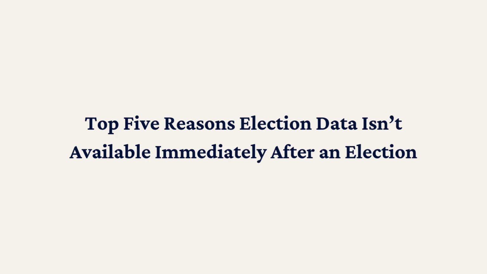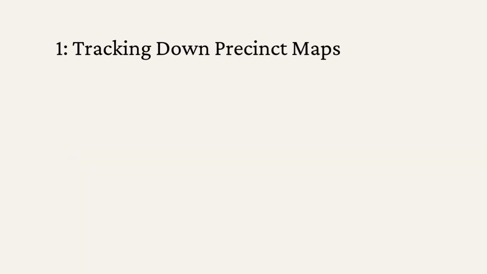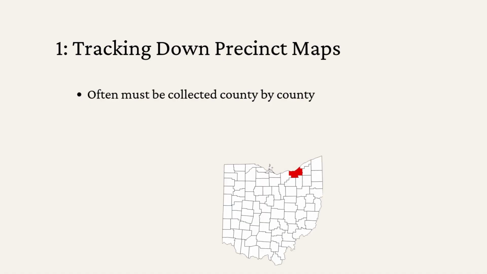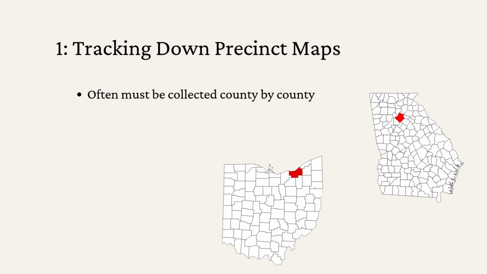Here are the top 5 reasons why election data isn't available immediately after an election. Number 1. Tracking down precinct maps. In many states, precinct maps must be collected county by county, and some states have a lot of counties. Contacting officials in these counties to obtain data or clarify issues can be extremely time-consuming.